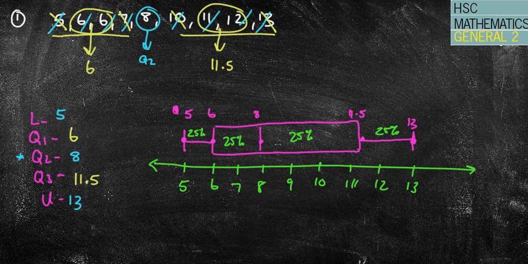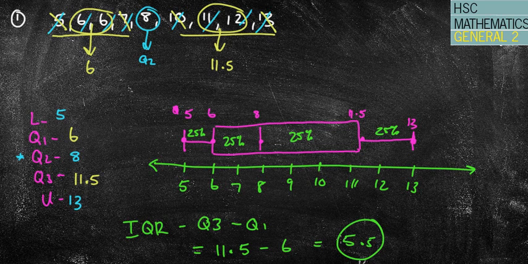The other thing we might be able to ask is the interquartile range, which is our range of the quartiles, which means the highest quartile minus the lowest quartile. In this case, we've got 11.5. We're going to be minusing 6 from that to get an answer of 5.5. Don't be misled with the range. The range would be 13 subtract 5, okay, but interquartile range in this case would be 5.5.